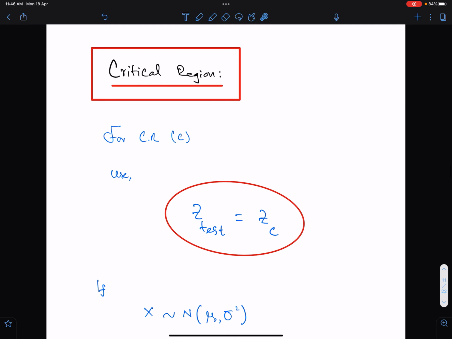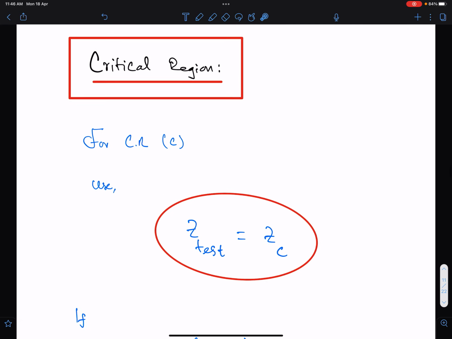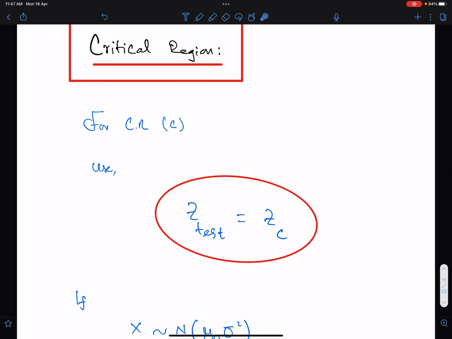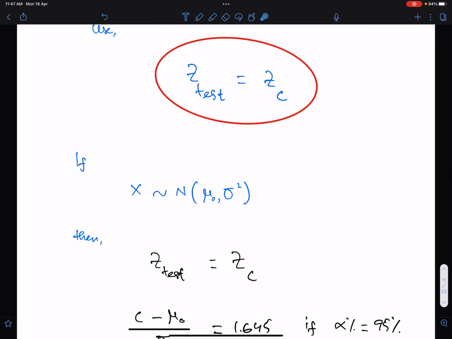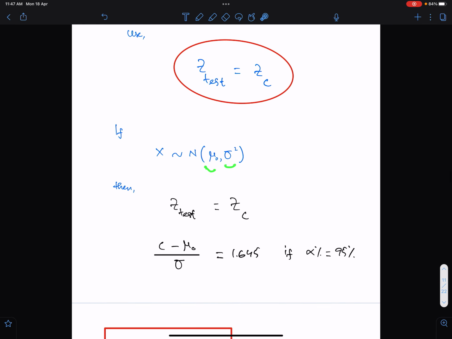Now, how to find the critical region in a continuous distribution? For the critical region in a continuous distribution, always use this formula: Z test is equal to Z critical. For example, if X is normally distributed with mean mu0 and variance sigma square, then with the help of this formula, we can easily find the critical region.